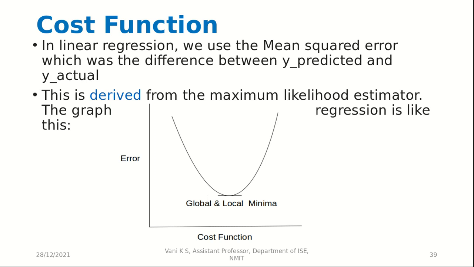Now this is derived from the maximum likelihood estimator. In the graph here, we can see that this is a graph between error and cost function. At the global and local minima, our model works the best. Whenever the error is the least and the cost is not too high, that global and local minima is the point at which our model is the best model we can make.